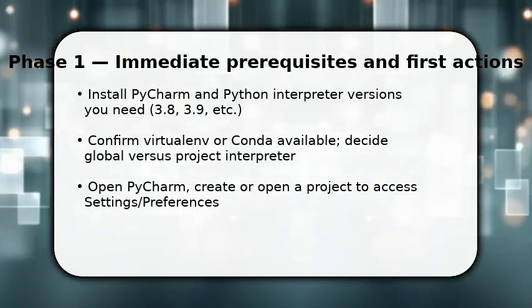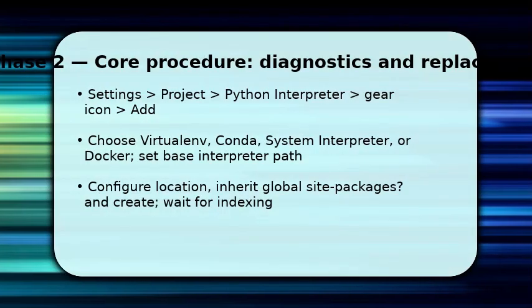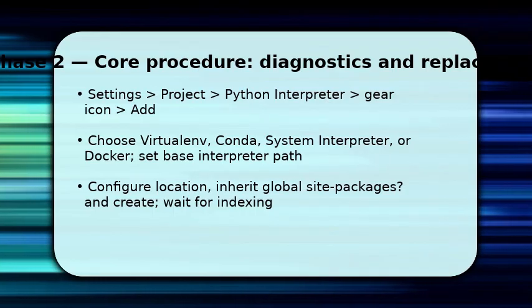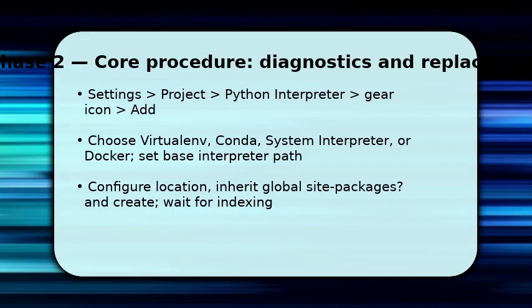Now move to adding or creating the interpreter for this project. In the Add Interpreter dialog, choose the type you need: virtualenv for lightweight isolation, Conda if you use Conda packages, or Docker for containerized runs. You must point to the base Python executable. PyCharm will create the environment or register the system one. If you create a virtualenv, decide whether to inherit global site packages. Usually you do not, to avoid conflicts.